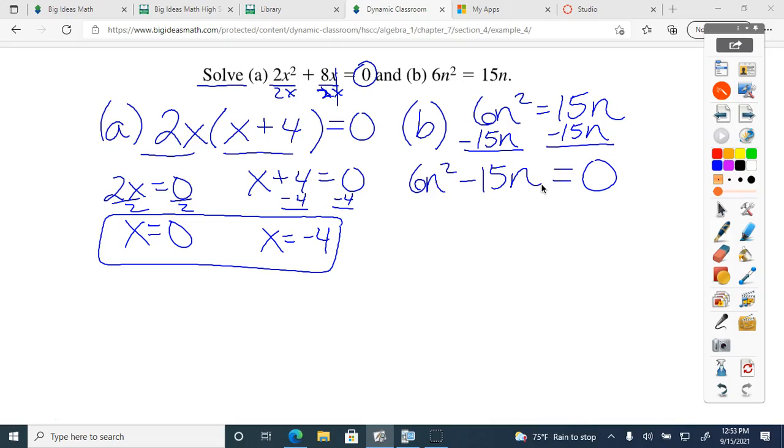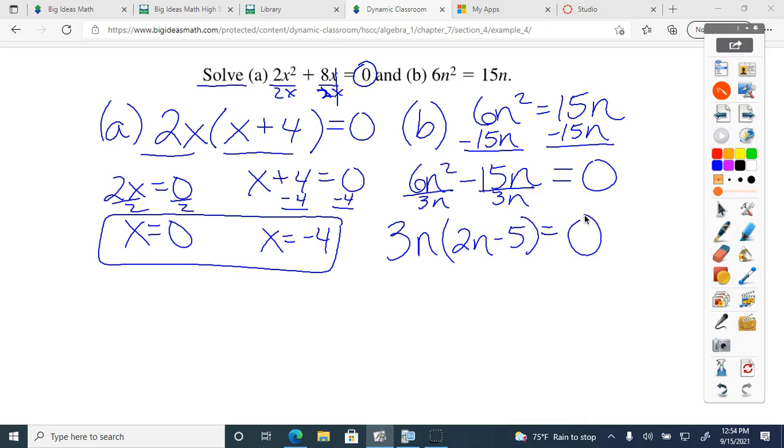6 and 15. What's the common factor? 3. 3 will go into 6. 3 will go into 15 evenly. Everybody with me? What's the common factor of the variables? Do they all have the same variable? N, and the smallest one is just n. So I'm going to divide by 3n, taking it out. That will be 2n minus 5.